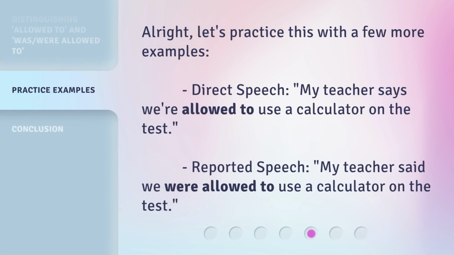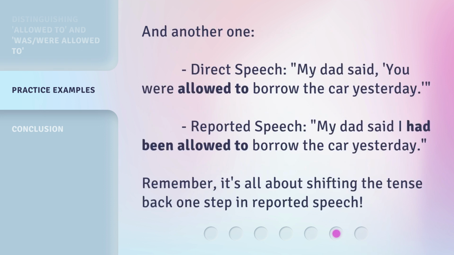Alright, let's practice this with a few more examples. Direct speech: My teacher says we're allowed to use a calculator on the test. Reported speech: My teacher said we were allowed to use a calculator on the test. And another one. Direct speech: My dad said, you were allowed to borrow the car yesterday. Reported speech: My dad said I had been allowed to borrow the car yesterday. Remember, it's all about shifting the tense back one step in reported speech.